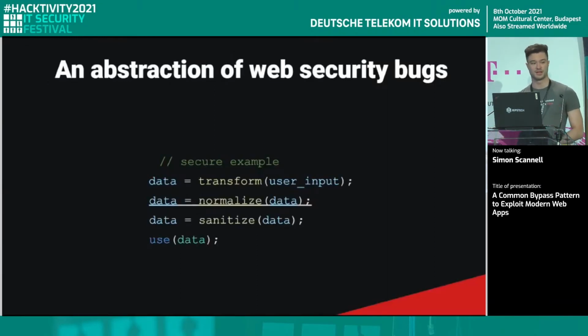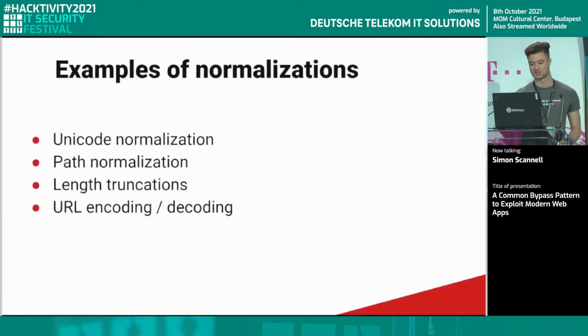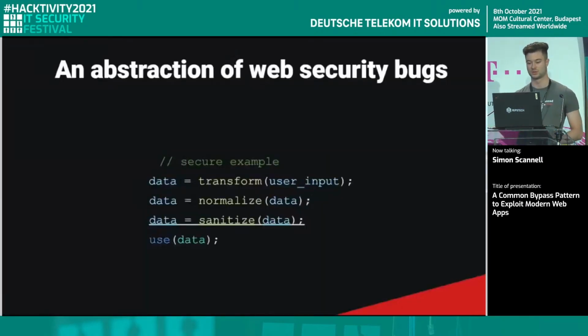Then we would have another step, which would be called normalization. This is what we categorize things as Unicode normalization, path normalization, length truncations, if you want to make sure that all your inputs only have a maximum length. You would ensure that all the URLs have been decoded, correctly encoded in whatever context you want to use it. All of this is obviously just without any overarching context, just to give you an idea as to what these things mean. And then finally, you have sanitization.